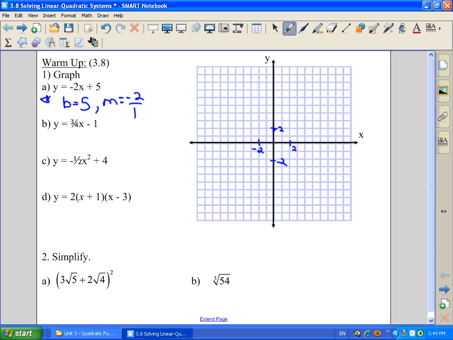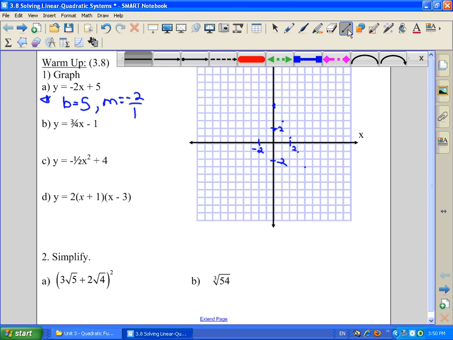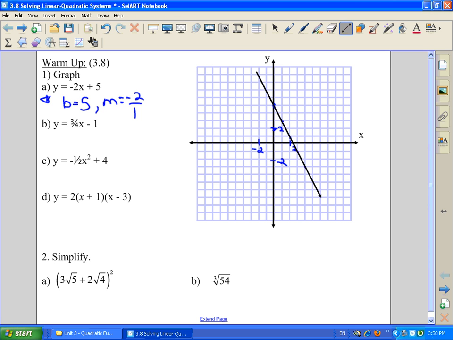All right, so I'm going to start at my y-intercept, which is 5. So 1, 2, 3, 4, 5. I'm going to put a dot. From there, I'm going to go down 2 over 1, down 2 over 1, down 2 over 1, down 2 over 1. That's going to get me to draw a nice straight line, which should go right through here.